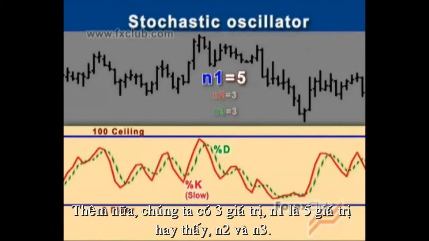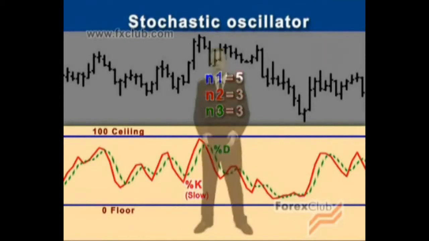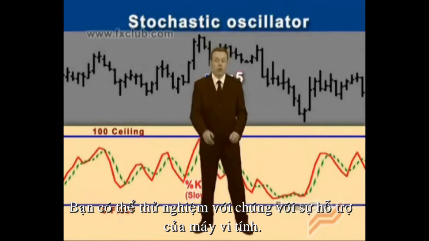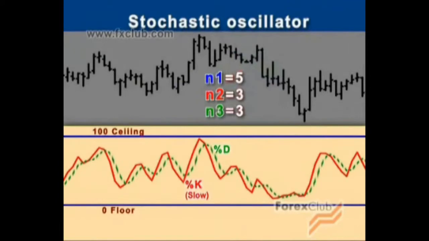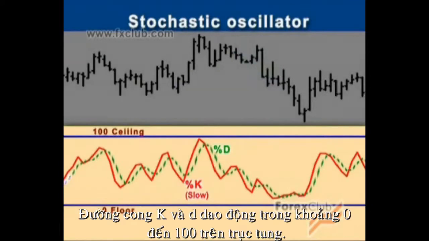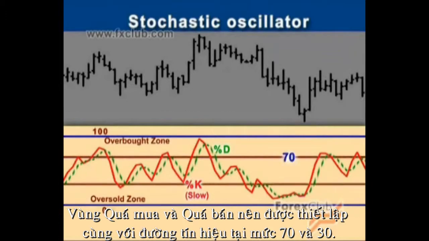In addition to this, we have 3 time values. N1, 5 is the customary value, and N2 and N3 are the smoothing periods. We've set them both at 3. And you can play around with them. Your computer will help you again. The K and D curves fluctuate between 0 and 100 on the vertical scale. The overbought and oversold zones should be set with signal lines drawn at 30 and 70.